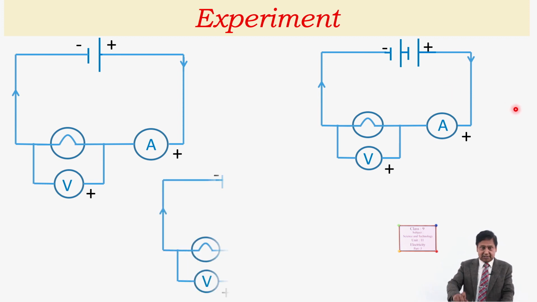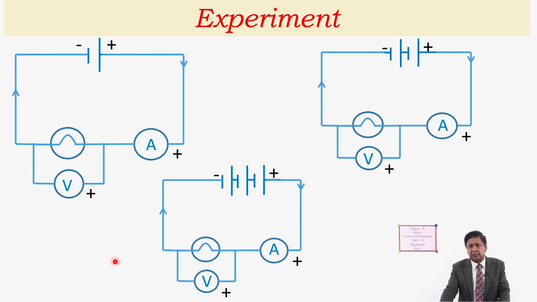And the next diagram, look at this. What is the difference between this circuit and the other circuits? All other components are the same, but 3 cells are used.